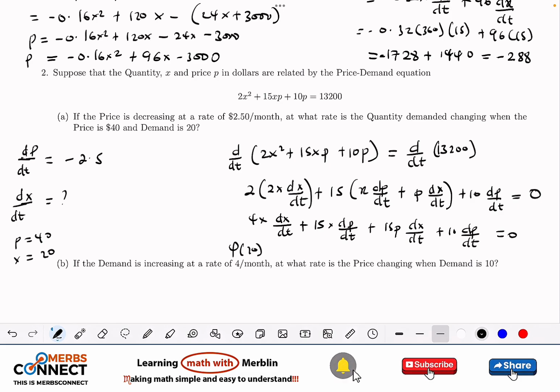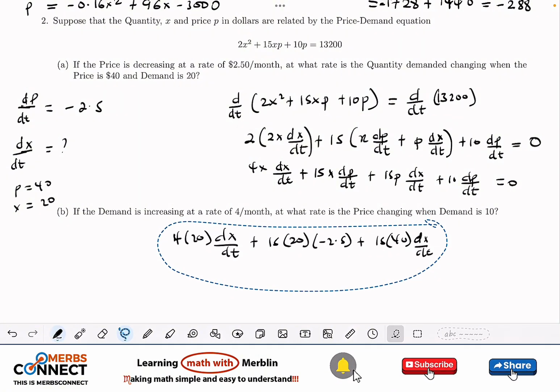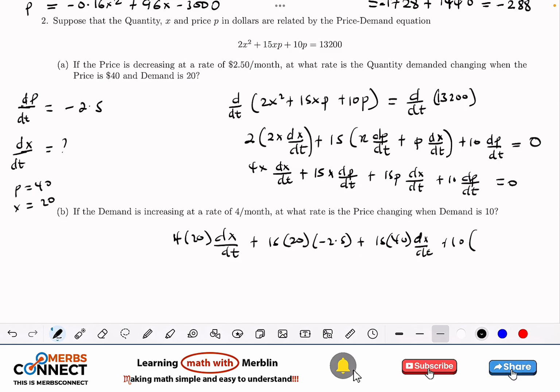X is 20. The dx over the dt, we don't know. That's what we are looking for. So 4 times x is 20. We don't know the dx over the dt. That's what we are looking for. Plus 15 times x, x is 20. What is the dp over the dt? That is negative 2.5, plus 15 times p is 40. We don't know the dx over the dt, right? So let me shift this one here small. Plus 10, the dp over the dt is minus 2.5, which is equal to 0.